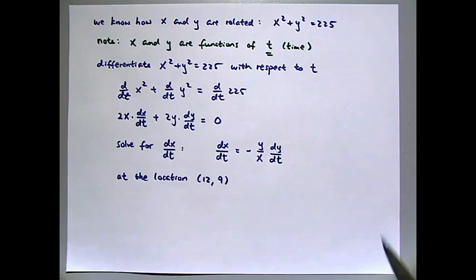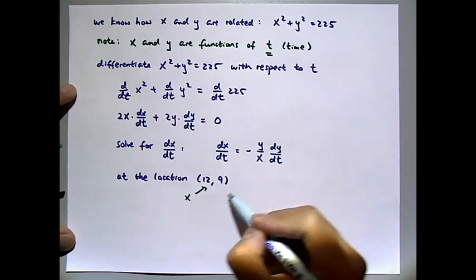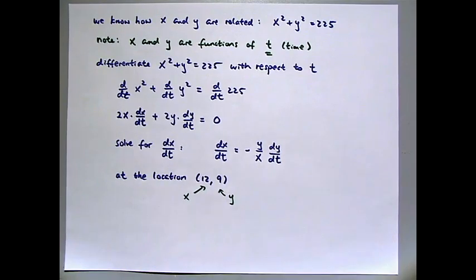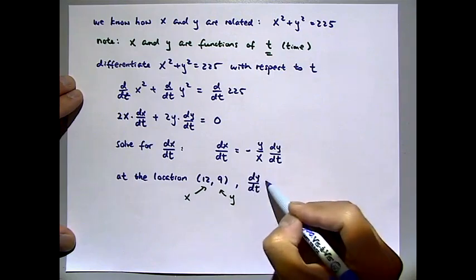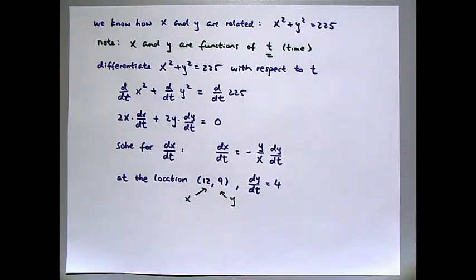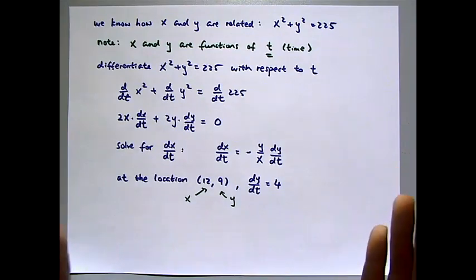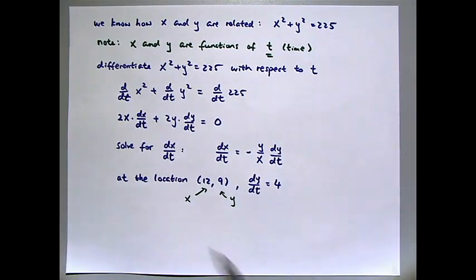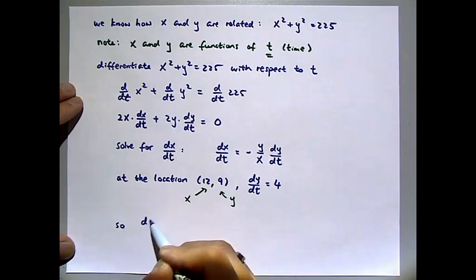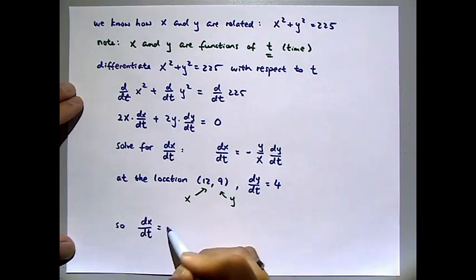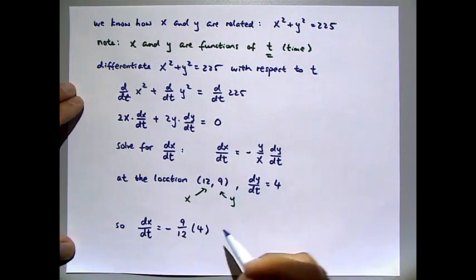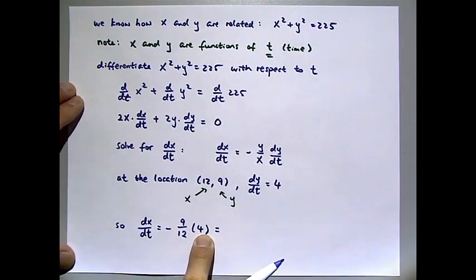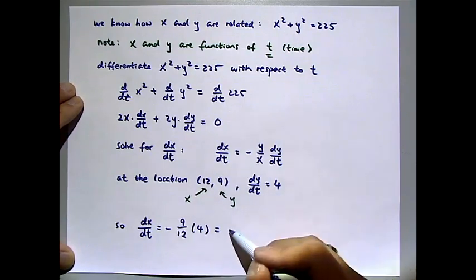At the specified location, 12, 9, this is x, of course. This is y. The problem told us dy dt is equal to 4. So finding dx dt is very easy, plugging everything you know into that equation. Negative 9 over 12 times 4. So that's going to give us a 3. Negative 3, sorry.